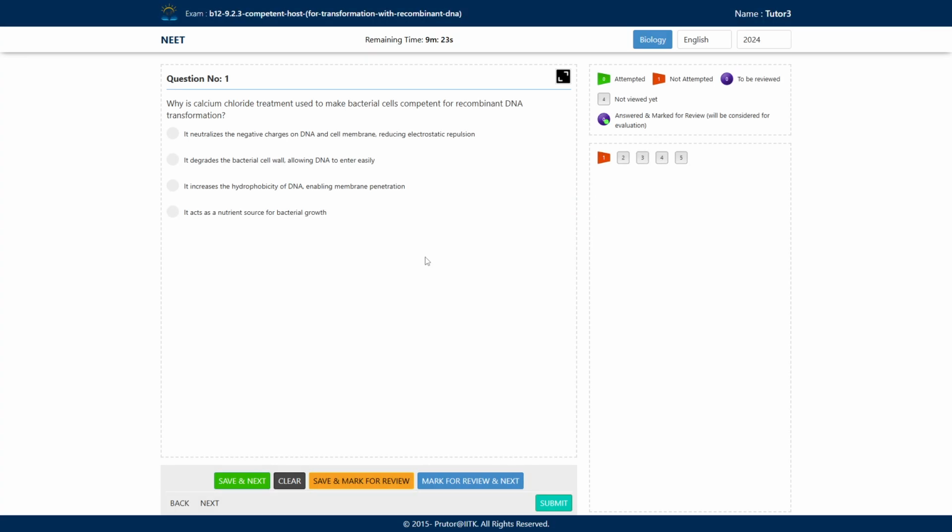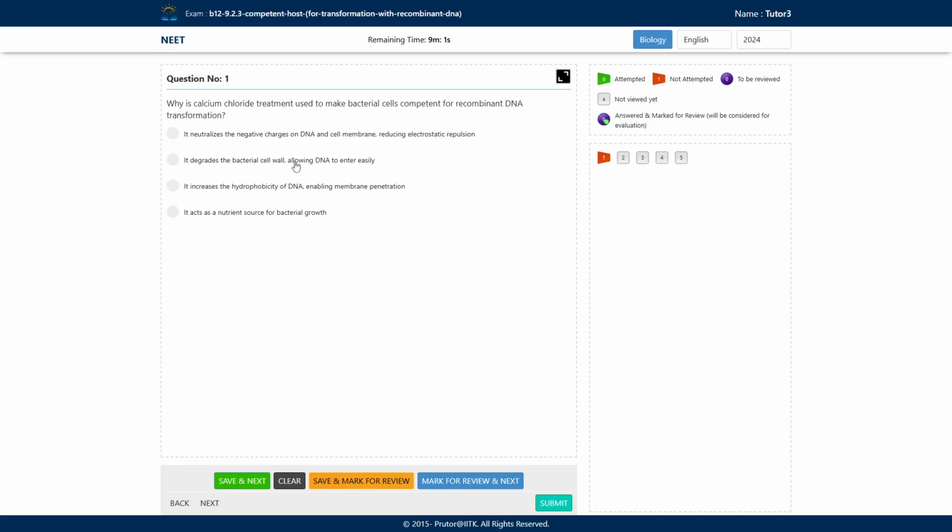Thank you. I will open this TPP question. So here's the TPP questions. The first question says, why is calcium chloride treatment used to make bacterial cells competent for recombinant DNA transformation? Why is this calcium chloride treatment used and why is it able to make bacterial cells competent for recombinant DNA transformation?